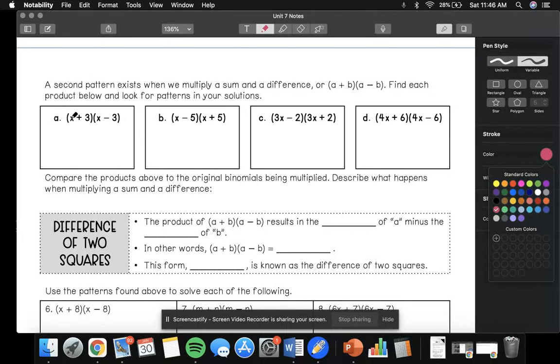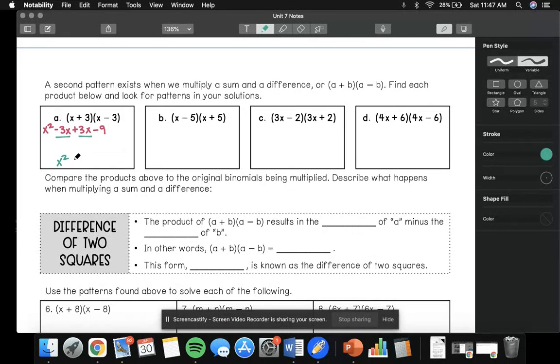Okay, so we're going to do x times x. We're going to do x times negative 3. Right. Now we're going to do 3 times x and 3 times negative 3. Okay, when I simplify, I have x squared. I'm going to put those together. That makes a 0, so I don't need to write anything. And then I have minus 9. All right, next one, x times x, x times 5, negative 5 times x, and negative 5 times positive 5.